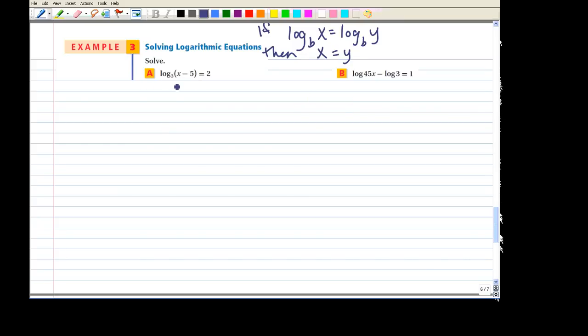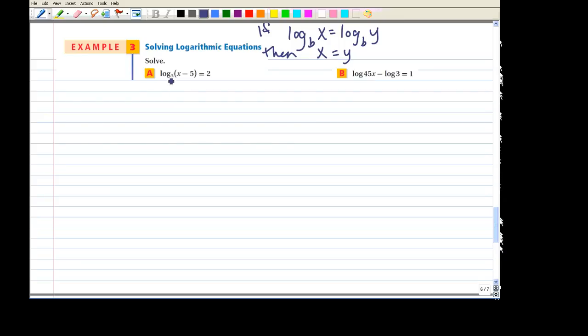Okay, first one. I've got log base 3 of x minus 5 equals 2. Really, you've got two choices here. Well, you've got several choices, and I've said that a bunch of times. With algebra, you can solve things different ways.